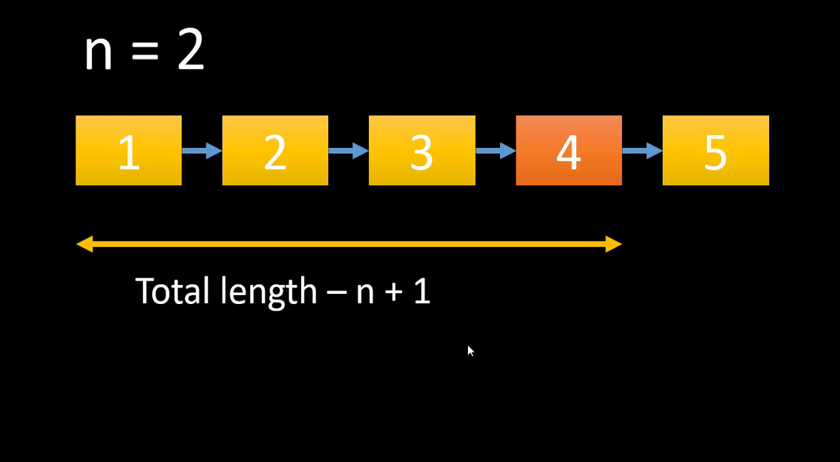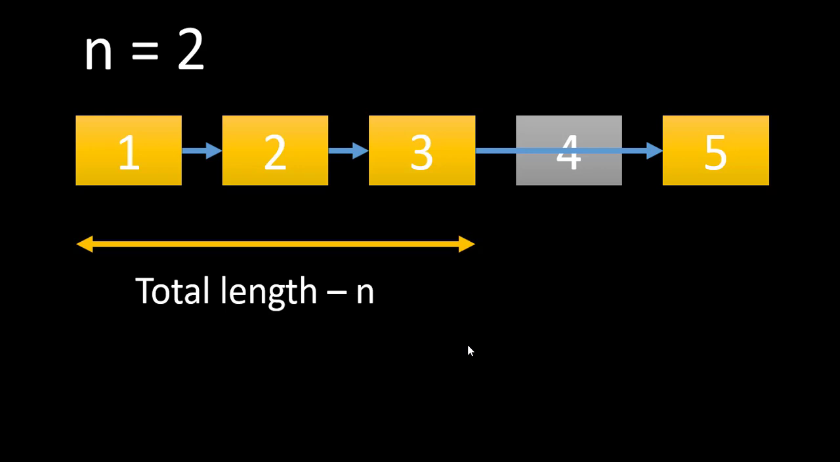Now, in order to delete a particular node, as this is a singly linked list, we need to know the node previous to this particular node. So the total length up to this node becomes total length minus n, and once we are at this particular node 3, we need to simply update the pointer of this 3 to the next node of the list. That way we have successfully deleted the node 4 by simply updating the node pointers.